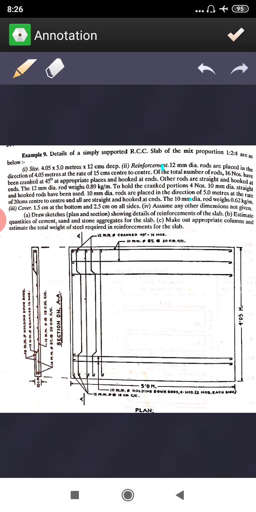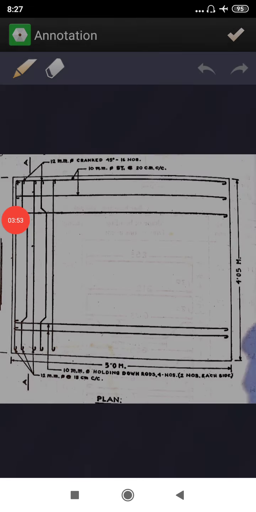Now with these things, we have to go for the calculation of the different bars. Here you can see in a much clearer way: 12 mm bars, 16 numbers cranked, then 10 mm dia bars at 20 centimeter center to center. You have 12 mm straight bars at 15 centimeter center to center. One bar is laid straight and another is cranked, and the next one is cranked, means alternate bars they have laid.